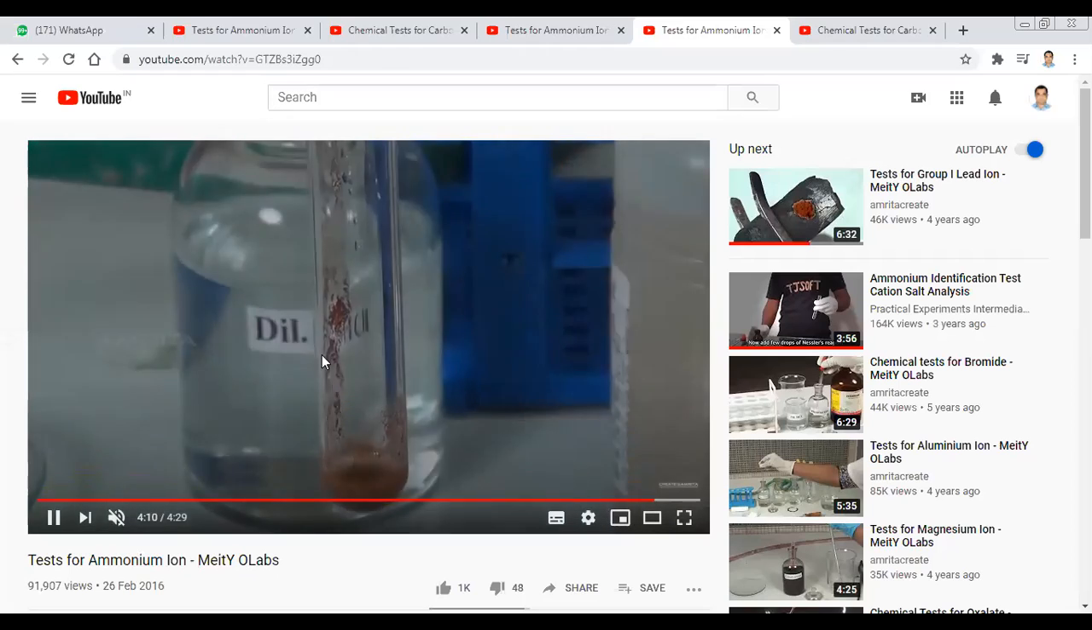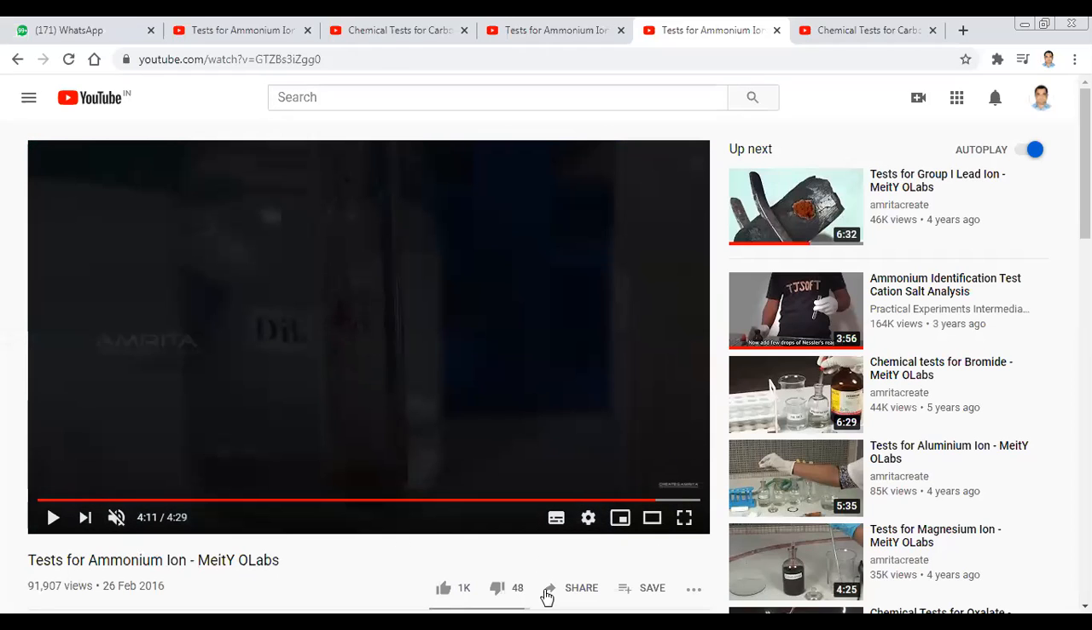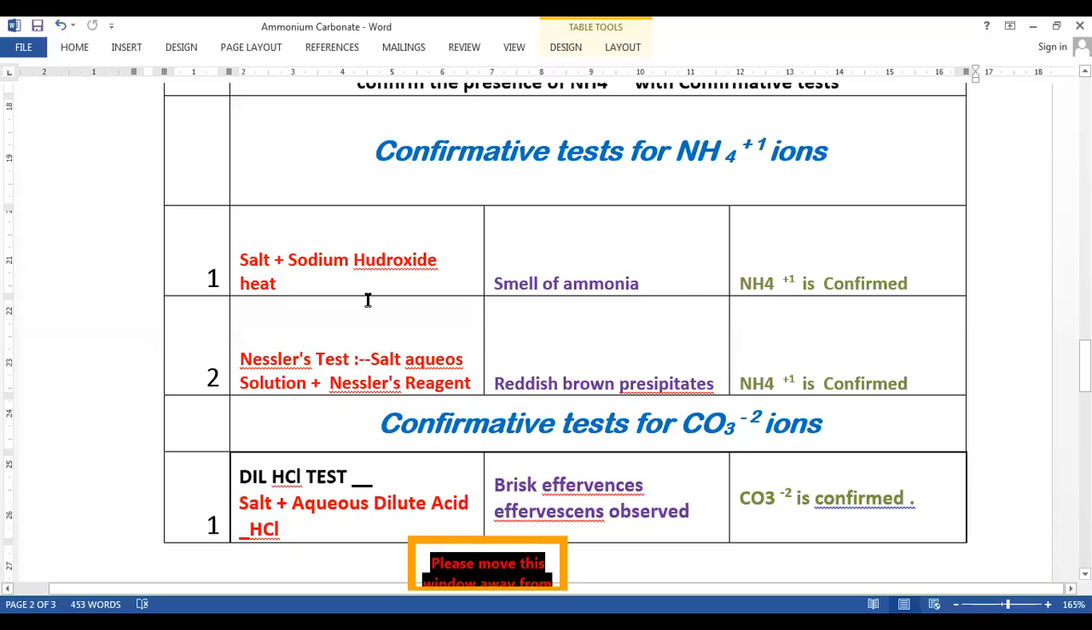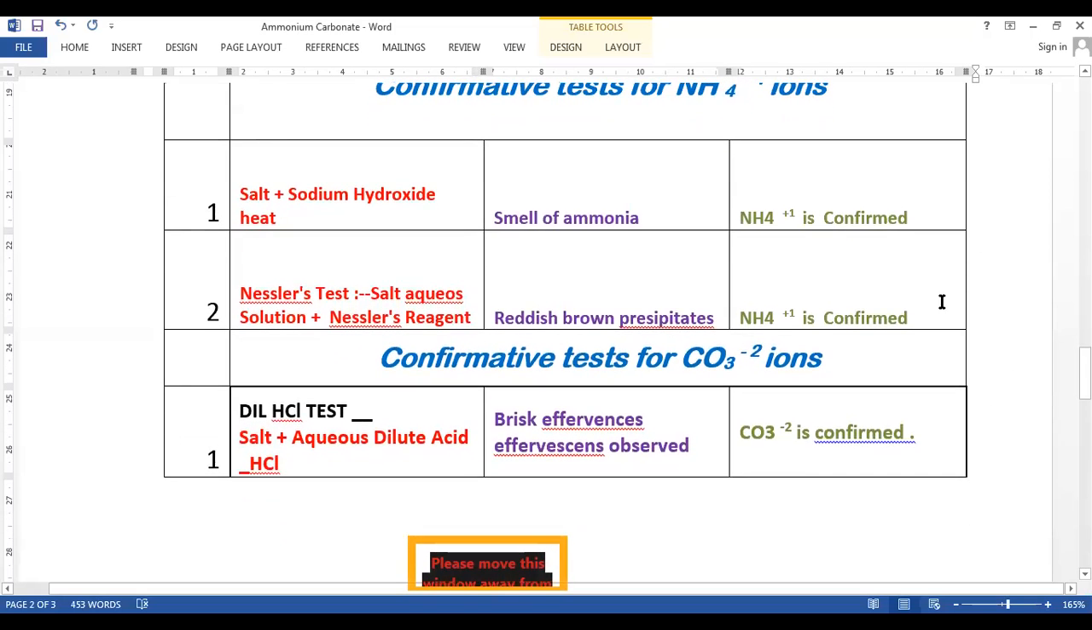So this is how, my dear students, we can perform the various confirmatory tests for ammonia. You know what the confirmatory tests for ammonia are? The first is we'll take the salt and then add sodium hydroxide to the solution. When we add the sodium hydroxide and heat it, we'll get the smell of ammonia, and this smell of ammonia gives us the confirmation of NH4 plus ion.